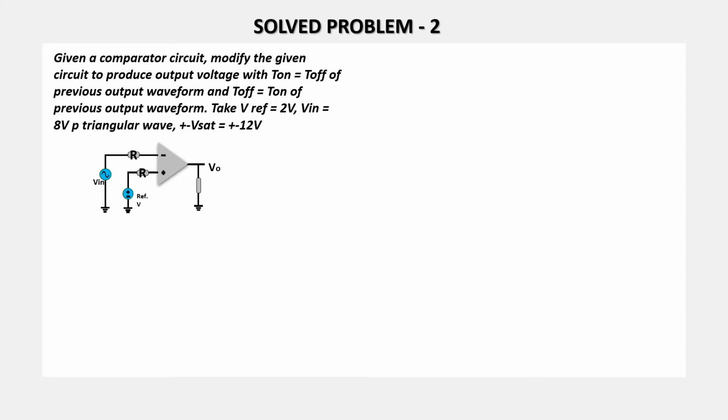Given a comparator circuit, modify the circuit to produce an output voltage with T on equal to T off of the previous output and T off equal to T on of the previous output. Okay, before solving this problem, let us draw the input waveform and output waveform.